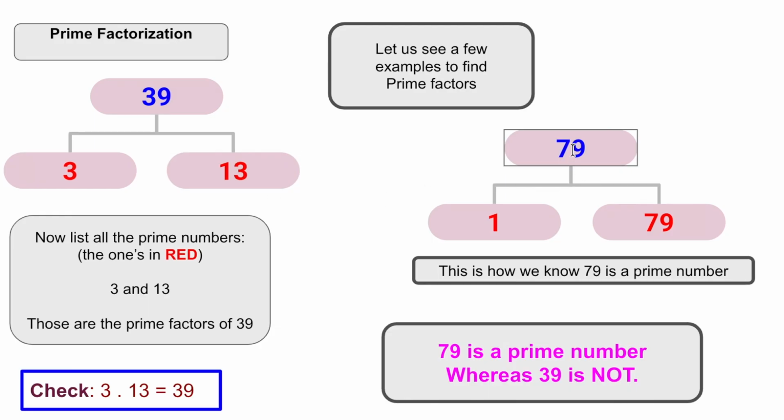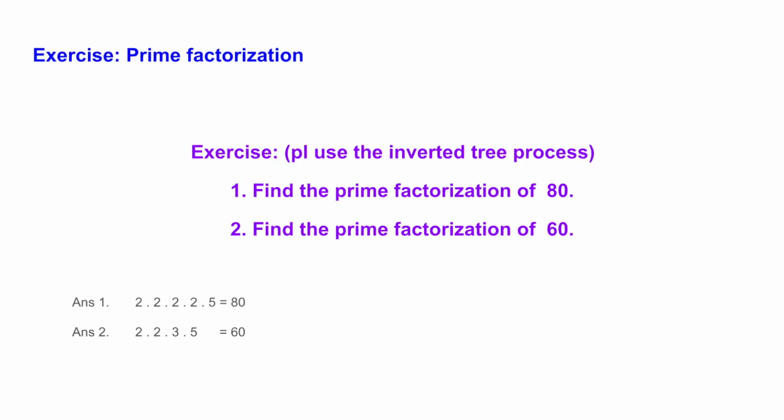Here it is the same case. 1 times 79. 79 is divisible only by 1 and 79. But the difference between 79 and 39 is 79 is a prime number because it can be divided only by itself and 1. Whereas this is not the case in the case of 39. 39 is divisible by 3 and 13 actually. So 39 is not a prime number, whereas 79 is a prime number. That is what I am trying to demonstrate here.